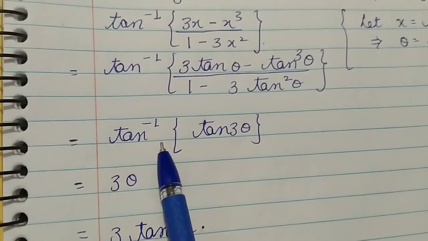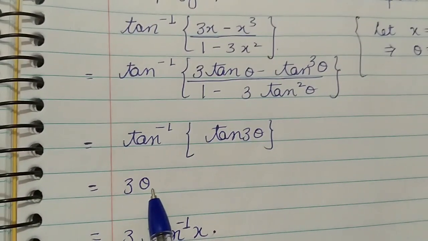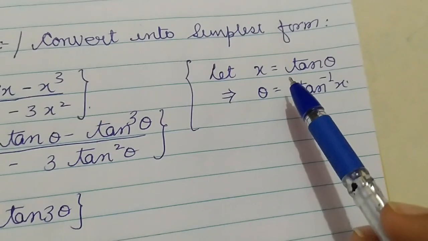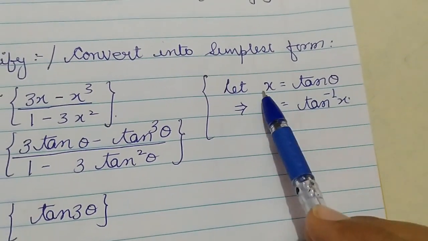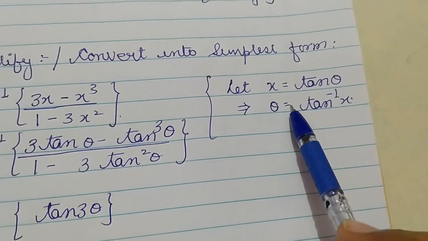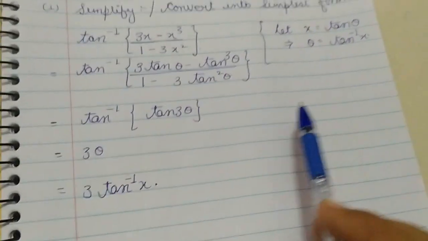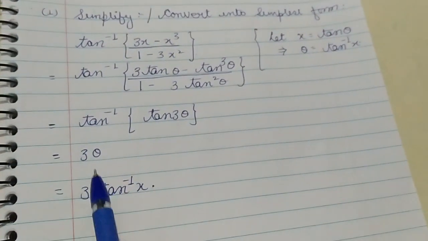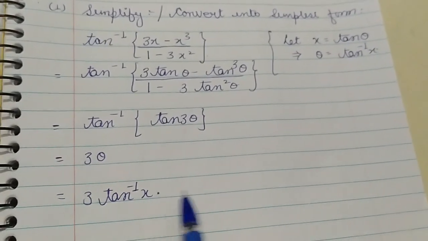Using the property of inverse trigonometric functions, tan inverse of tan 3 theta equals 3 theta, and the value of theta can be obtained using this relation. If x equals tan theta, then theta equals tan inverse of x. Therefore, the simplest form of this question is 3 theta, or it may be written in the form of 3 tan inverse x.